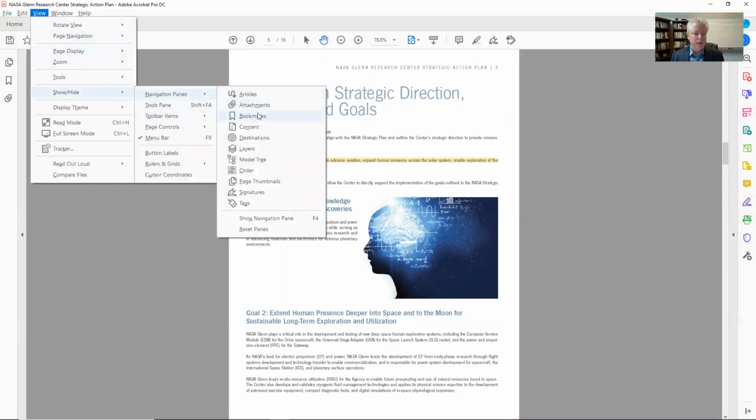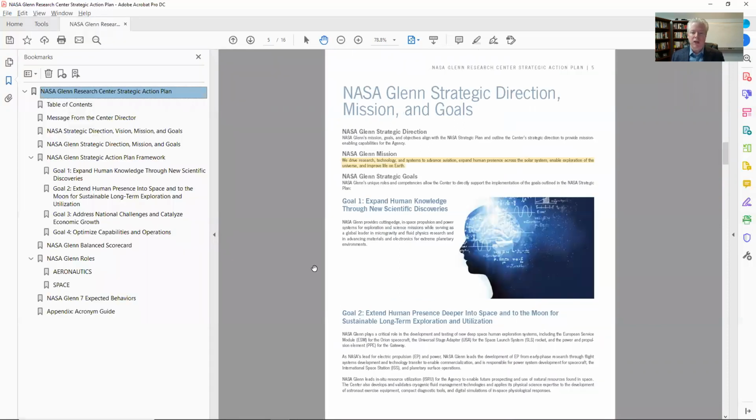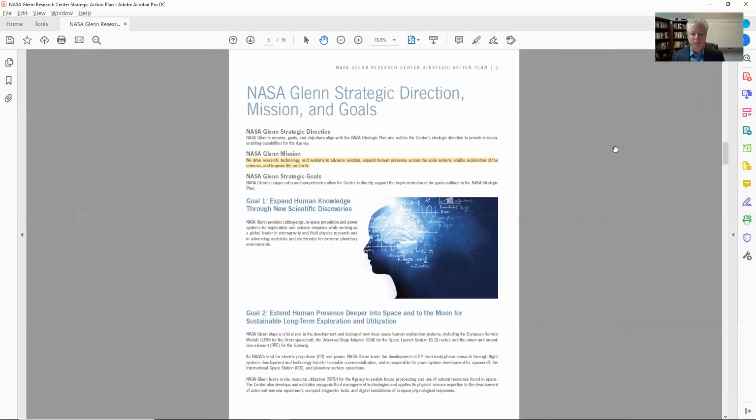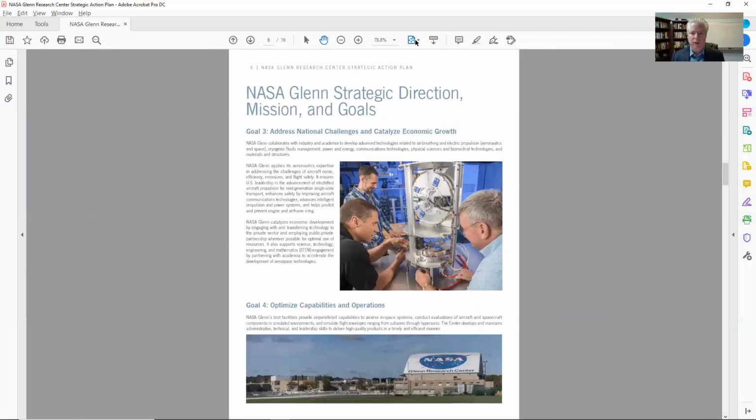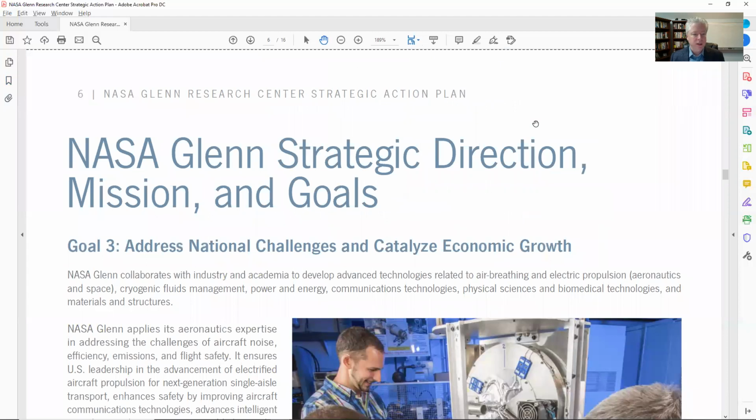Navigation panes and bookmarks. NASA did a really good job on their PDF, and they put bookmarks in here, or maybe they're automated, who knows? But I was able to see there are 4 goals. We've gone through 2 of them, and I know that's not us. And now I'm looking through the rest. Okay, so that was 2. Let's go into 3.